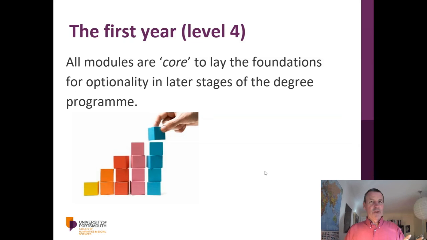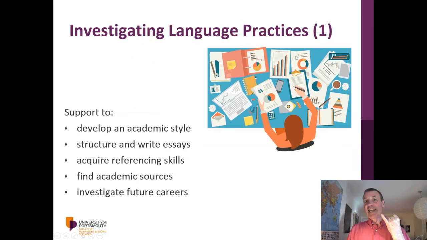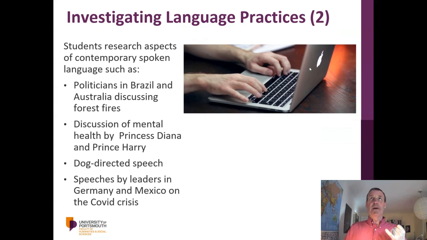Level 4, everyone does all of the modules. They're all core because they lay the foundations for what you need. They give you what you need in order to do level 5 and level 6. And there are 5 modules. Okay, so the first one is called Investigating Language Practices. There are 2 parts to it, really. The first part is showing you how to study effectively, developing an academic style, writing essays, developing your referencing skills, and that kind of thing. The second part is how we study language, how we investigate language, how we research language. And so you will do a research project in a group, and here are 4 of the topics that people have researched in their first year.